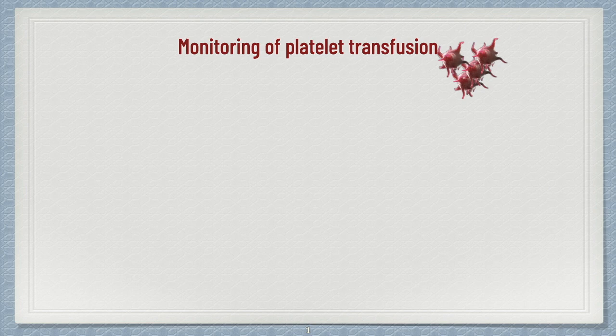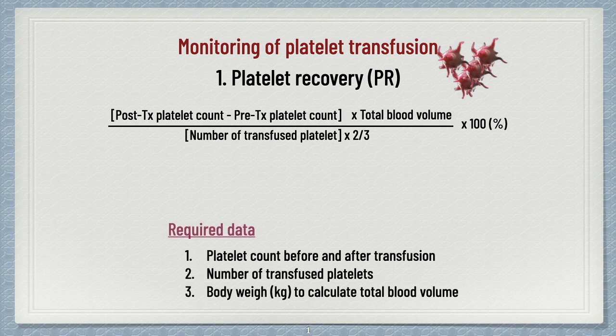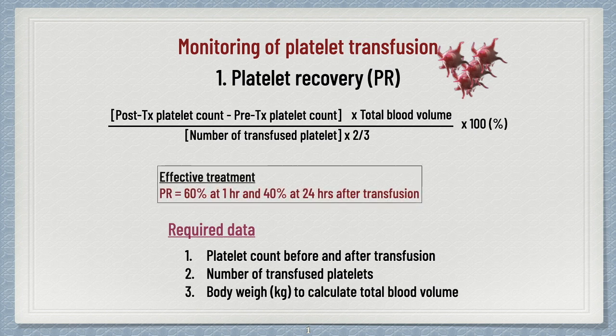To assess the success of platelet transfusion, 2 parameters are routinely used. They are platelet recovery or PR and corrected count increment or CCI. For platelet recovery, platelet count before and after transfusion, together with number of platelets infused and total blood volume, are required for calculation. Effective treatment is defined as platelet recovery of 60% at 1 hour and 40% at 24 hours after transfusion.